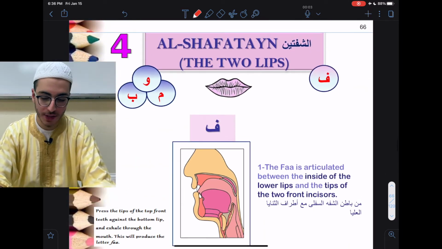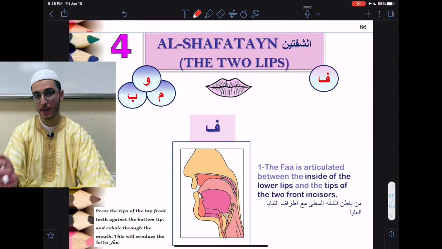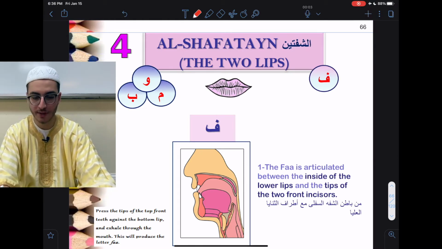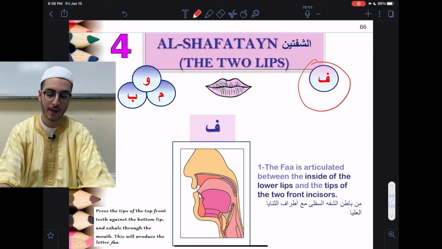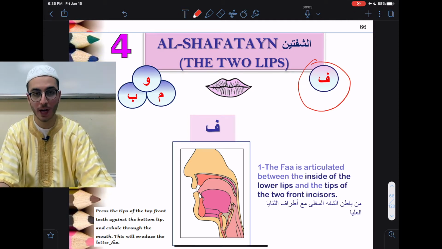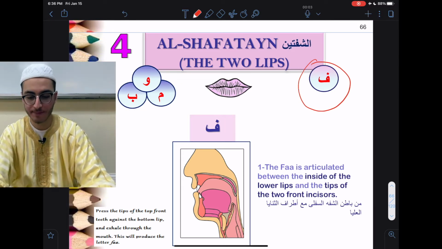Moving on to Shafatayn, we have 2 specific articulation points for 4 different letters. Fa is by itself, and then ba, mim, and waw. Again, this is a waw that's not a letter of med. So wa yaqulu wa, that waw you're pronouncing from your lips.